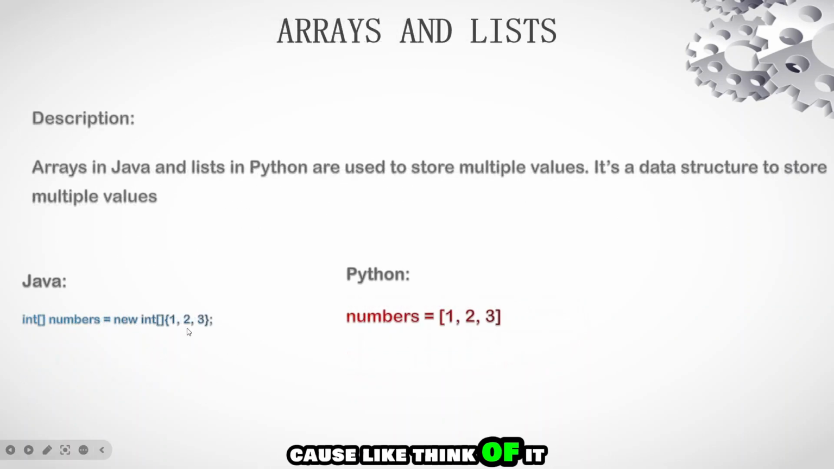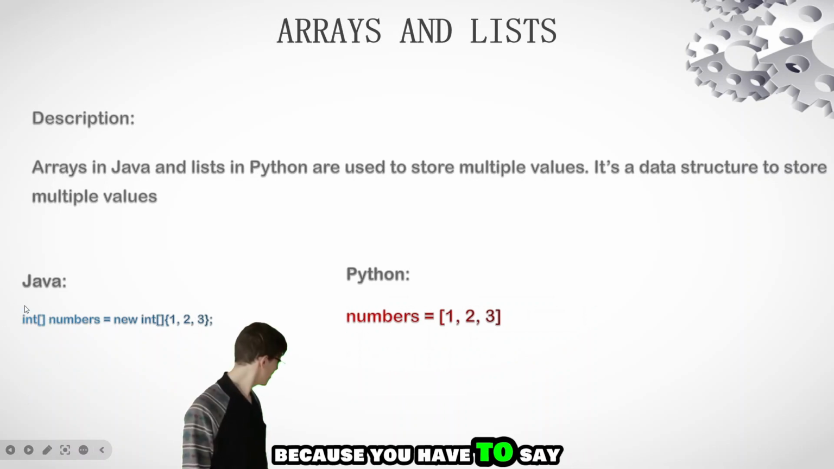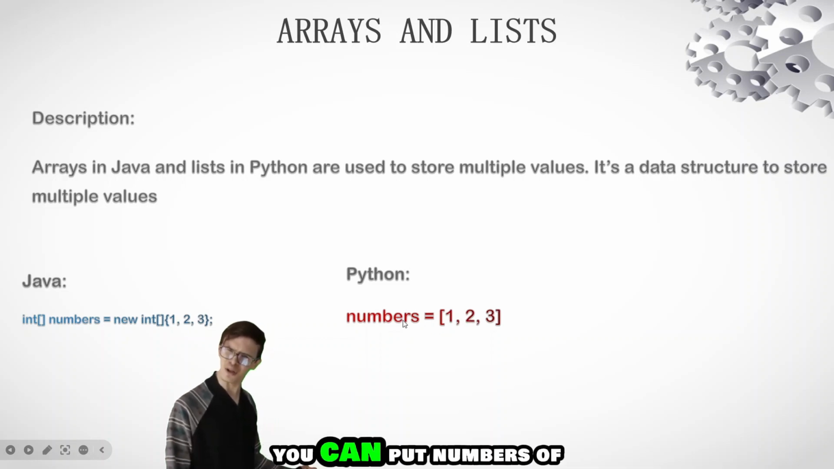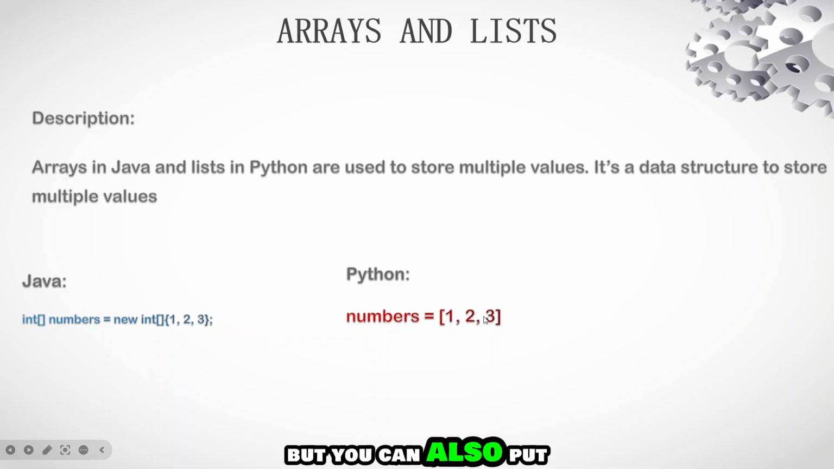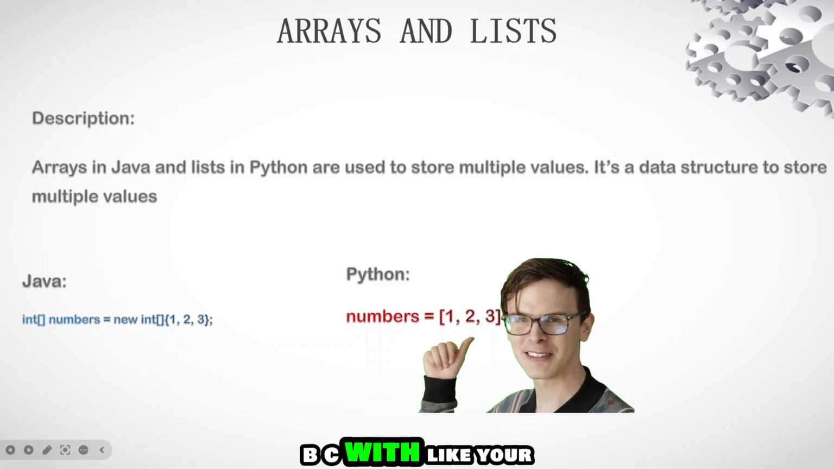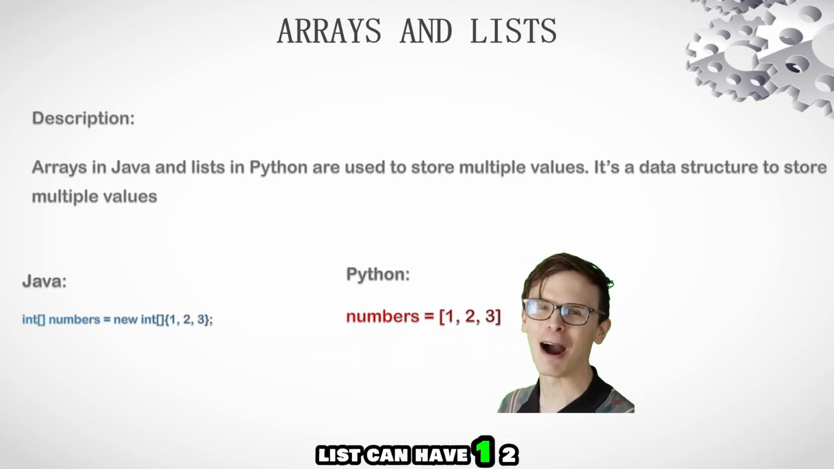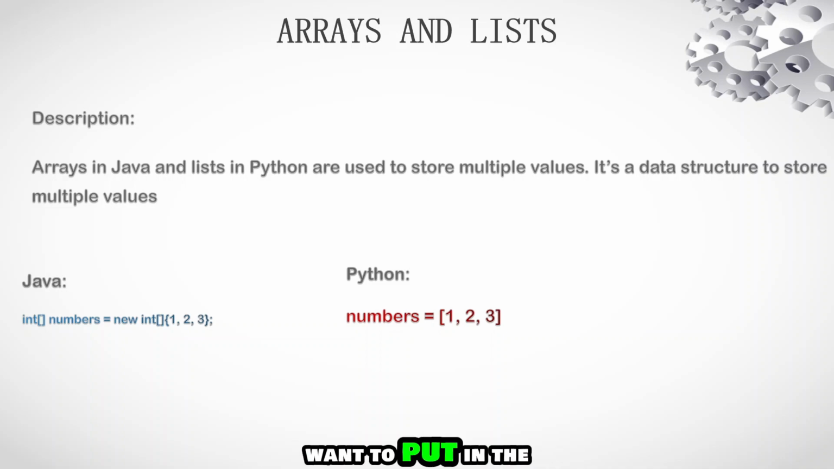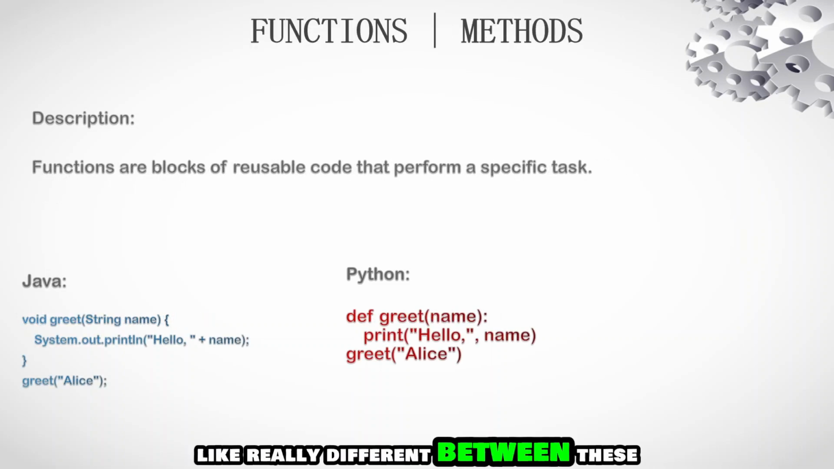Think of it like in your Java array, you can only put integers because you have to say that, okay, I want an array of integer numbers. In Python, however, you can put numbers, of course, but you can also put letters like ABC. Your list can have one, two, three, C, D, true, false, whatever you want to put in the list. The world is in your hands. So this is one thing that's really different between these two.